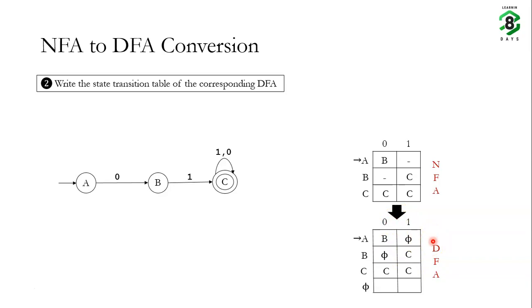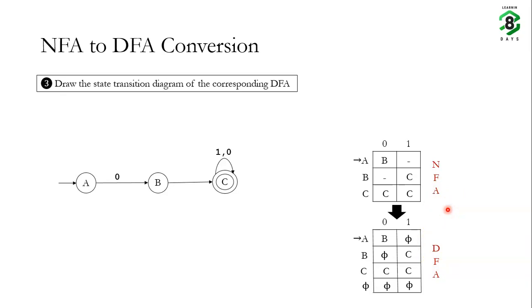Finally, we have to consider state phi, which is again pretty simple. On state phi, the DFA remains in state phi irrespective of the input. Whether it is 0 or 1, the DFA will always remain in that state because it's a trap state. It will never come out of that state. So this is the state transition table of the corresponding DFA.